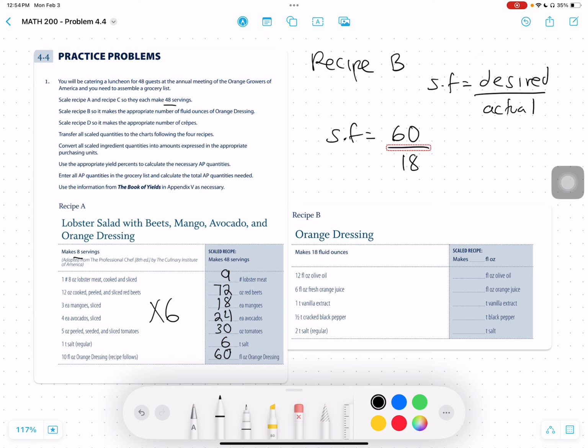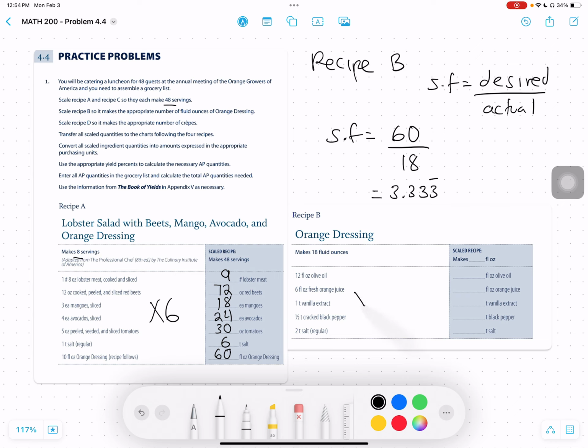Okay, so 60 divided by 18 is going to give me the scaling factor for my orange dressing to make exactly the 60 fluid ounces that I need. And my scaling factor happens to be 3.333 repeating. When you're doing calculations with this number, make sure that you include as many threes as possible, because that's the result of 60 over 18.